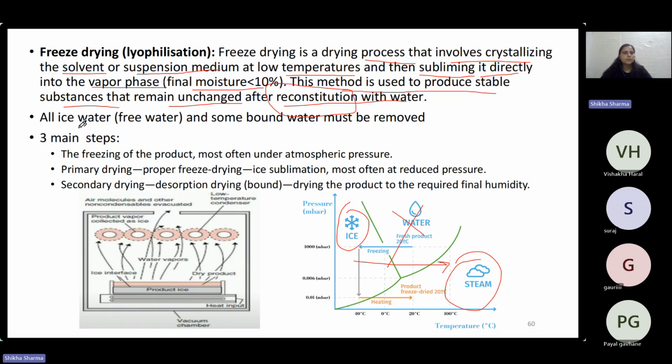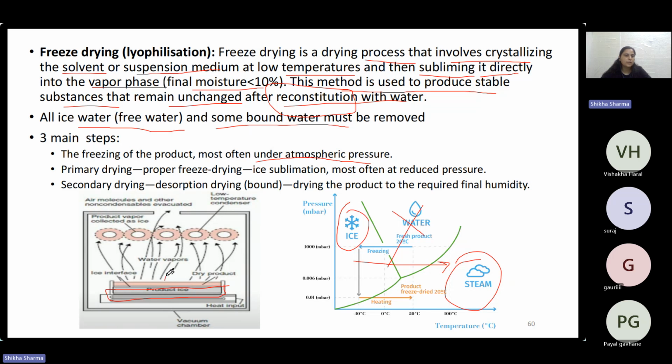So all the ice, water, free water, and some bound water must be removed. In this, there are 3 steps. So what happens? The product will be there, which is in the ice form. So the freezing of the product is there under atmospheric condition first. So all product will be in ice form.